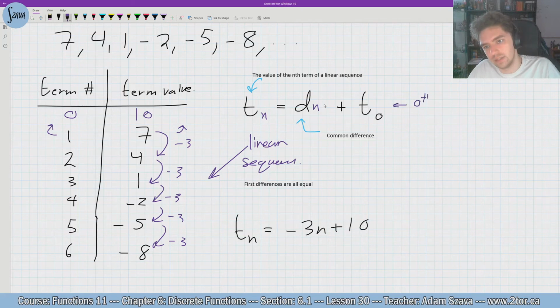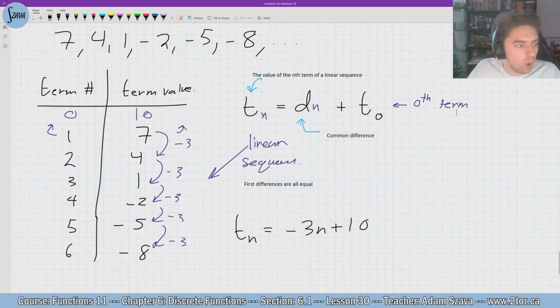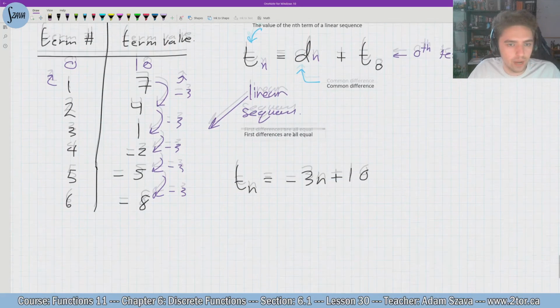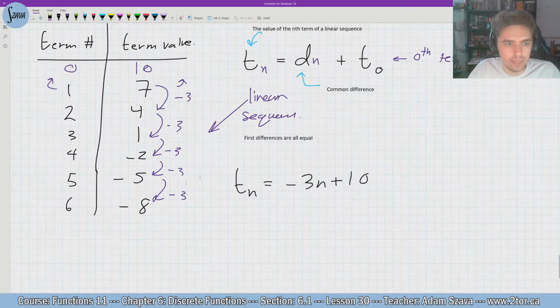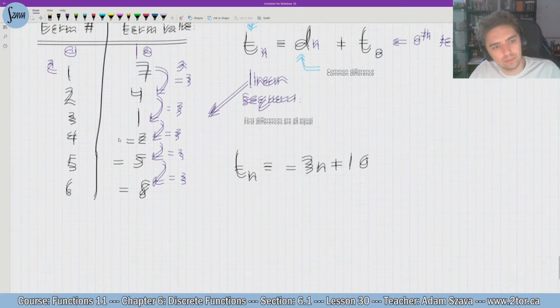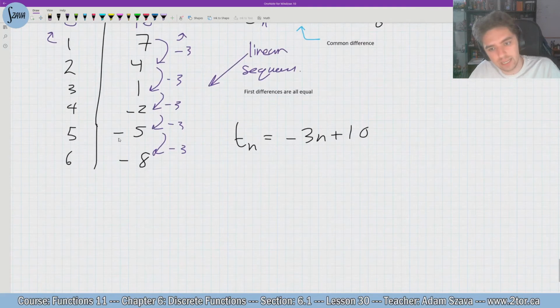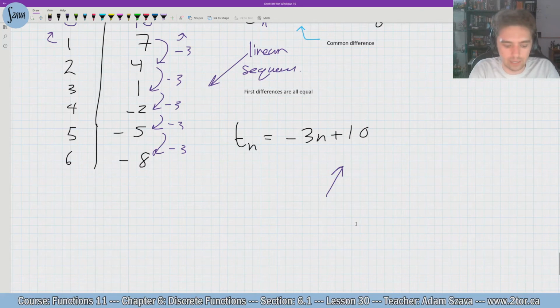That is the 0th term. Now let's understand for a second why this is the formula. Because a linear sequence is essentially saying, let me try to translate this: we start at 10, and we subtract 3 n times.